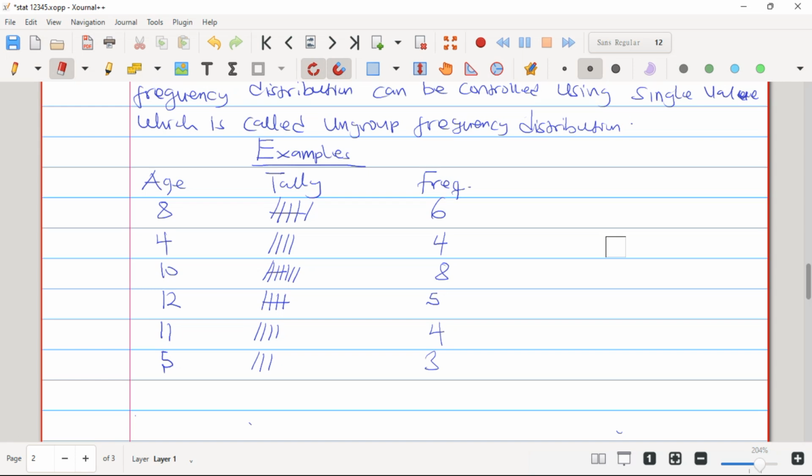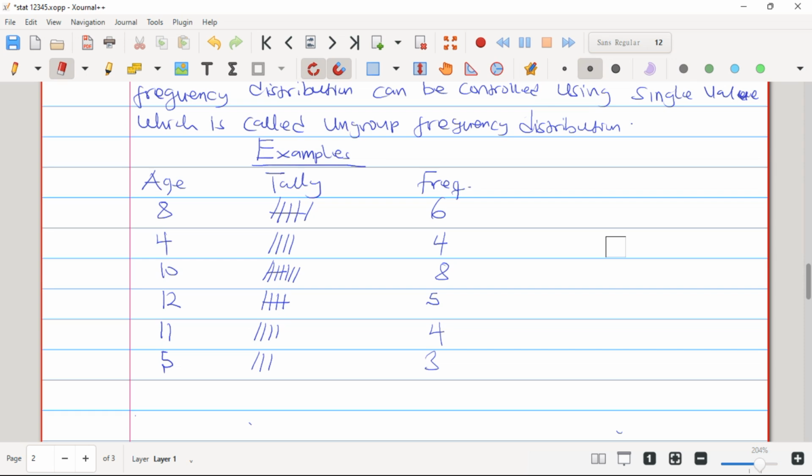These are the ages, and these are their respective frequencies, as we can see here. So this is also a typical example of an ungrouped frequency distribution. What distinguishes an ungrouped frequency distribution from a grouped one is that the classes are represented by a single digit. They will not be represented within a given group. It will always be a given digit.